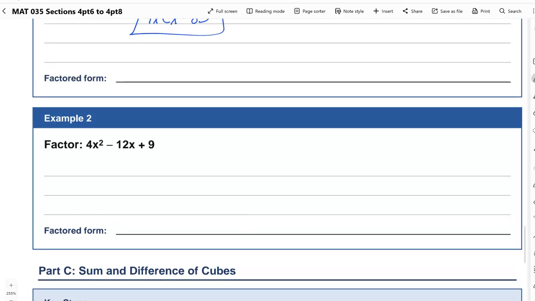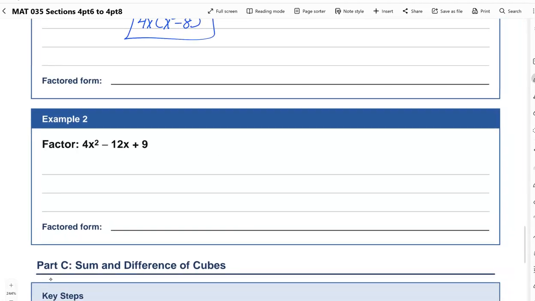So example 2, we have 4x squared minus 12x plus 9. We're just going to use our AC method here. It's not a difference of squares. Difference of squares would have two terms subtracted that are perfect squares. This one has a middle term. So we're going to use our trusted AC method.